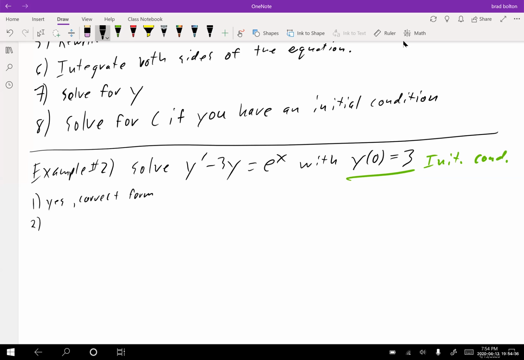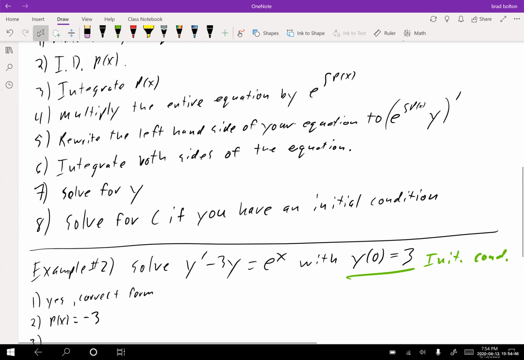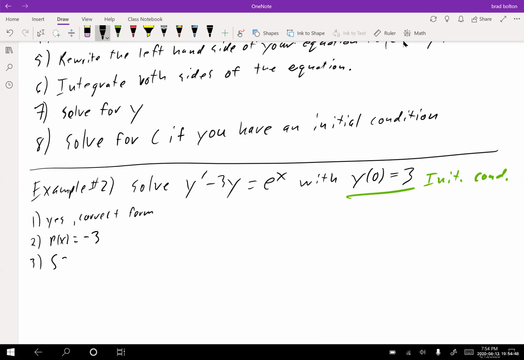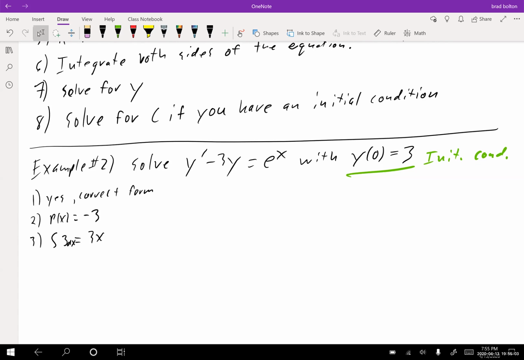Okay. Step 2, p of x equals -3, right? It's whatever's in front of the y, okay? Step 3 says integrate p of x. So I'm going to take the integral of 3 dx equal to 3x, okay? And I know it's supposed to be 3x plus c, but you don't need to put that for now. We'll get that later. There'll be another plus c when we integrate again, okay? So now we have 3x. Wait a minute, it's a -3x, sorry about that. So this is a -3.